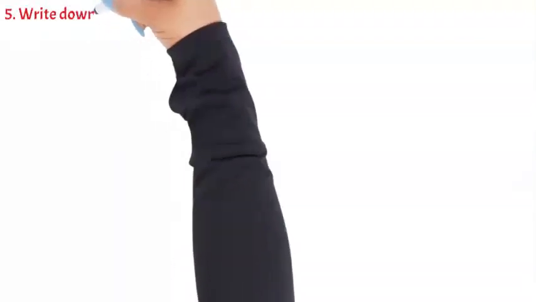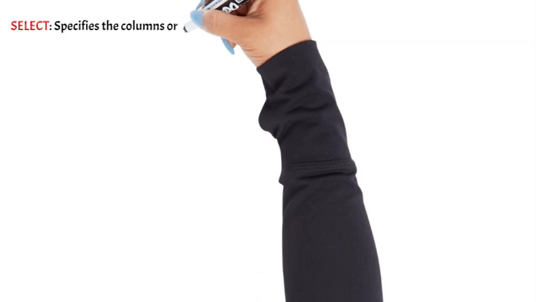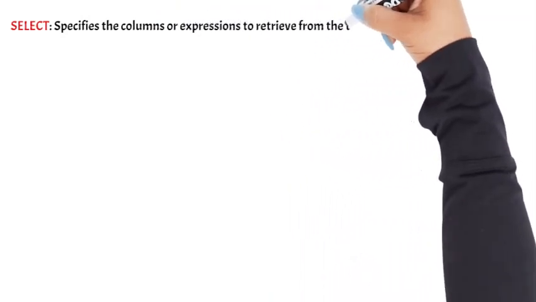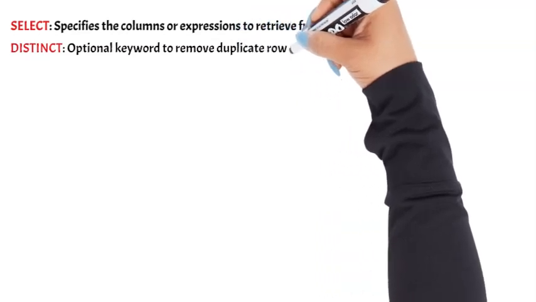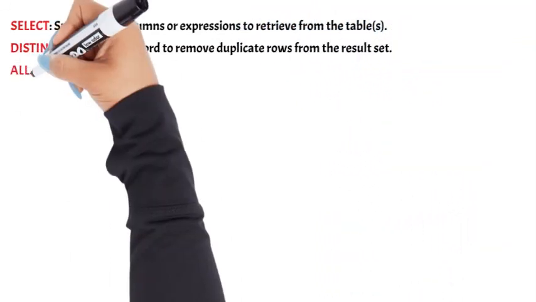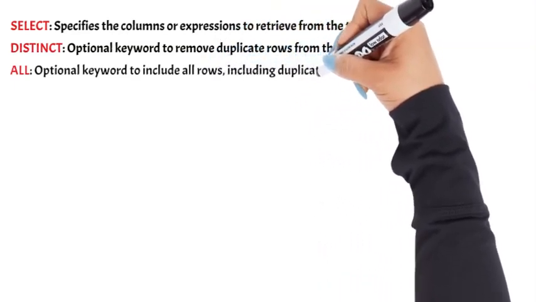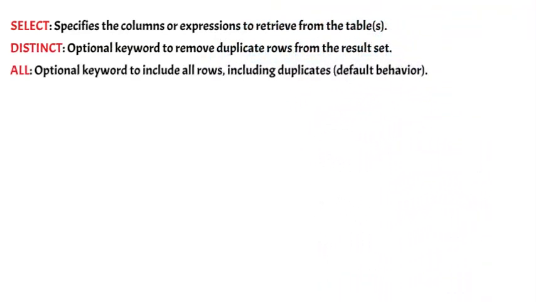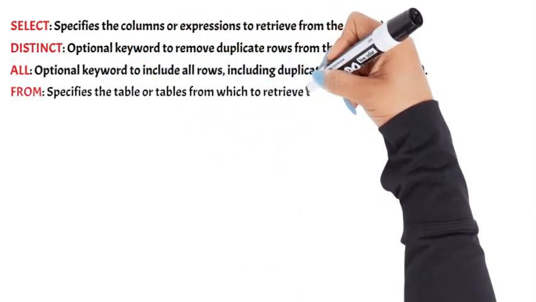5. Write down the general syntax for a SELECT statement covering all the options. SELECT specifies the columns or expressions to retrieve from the tables. DISTINCT. Optional keyword to remove duplicate rows from the result set. ALL. Optional keyword to include all rows, including duplicates, default behavior. FROM. Specifies the table or tables from which to retrieve the data.